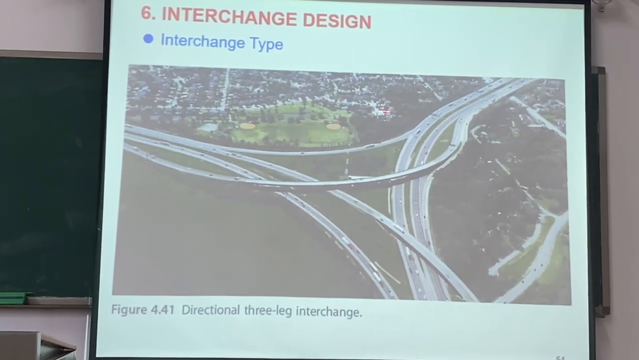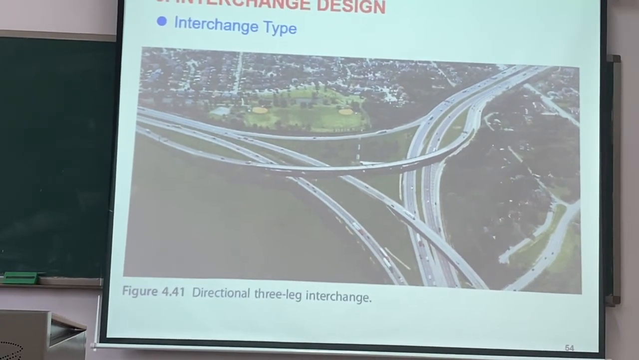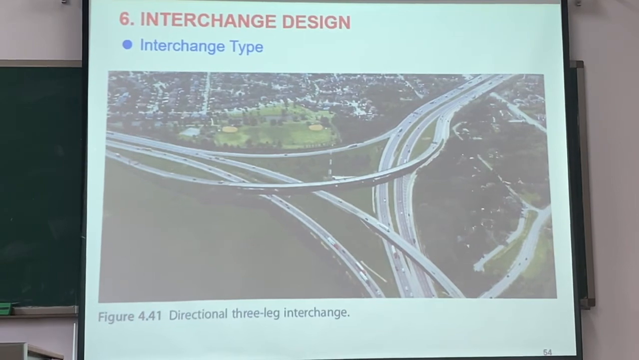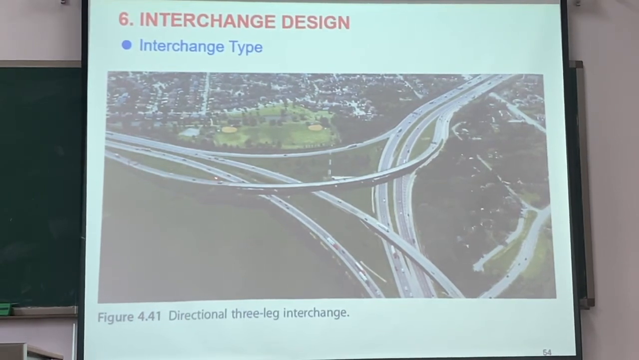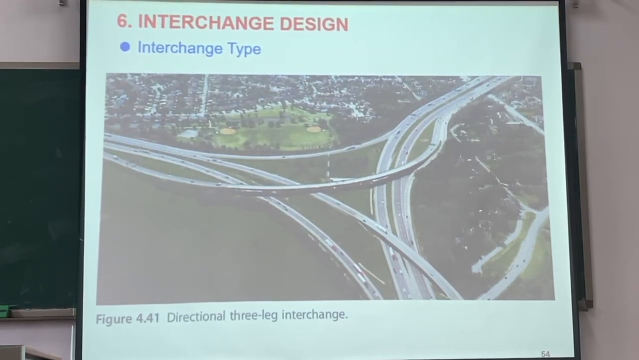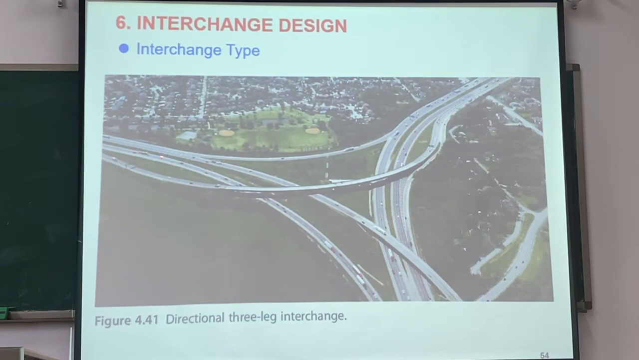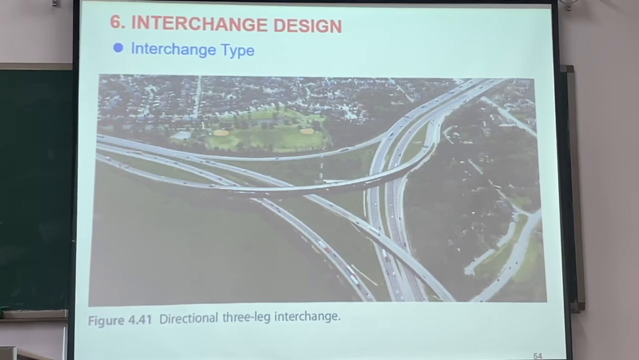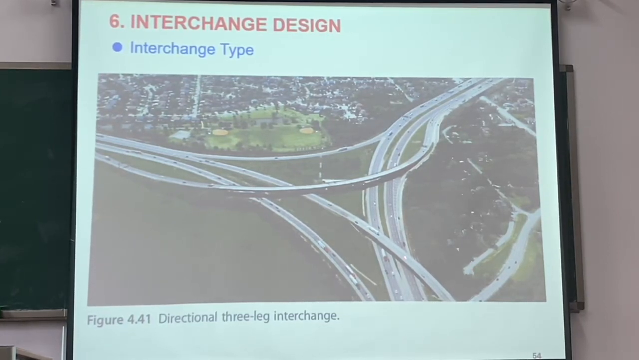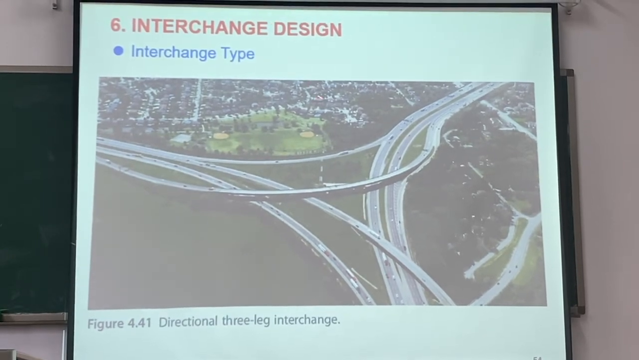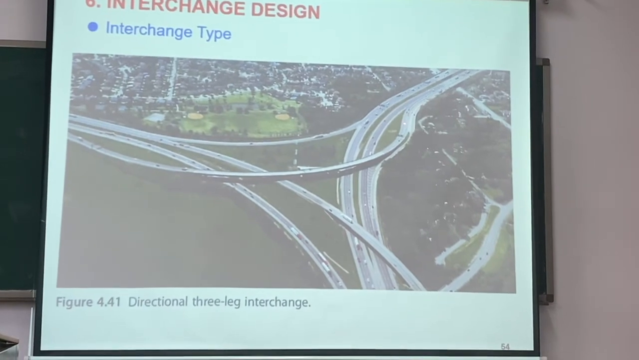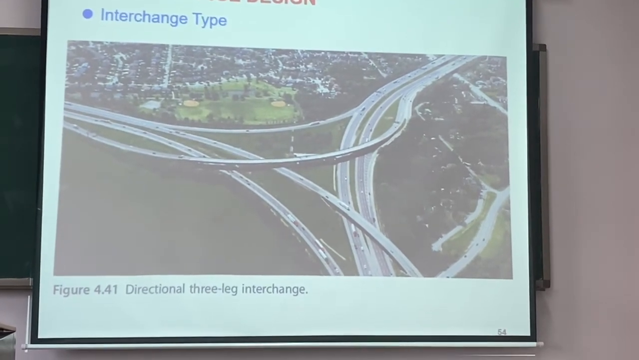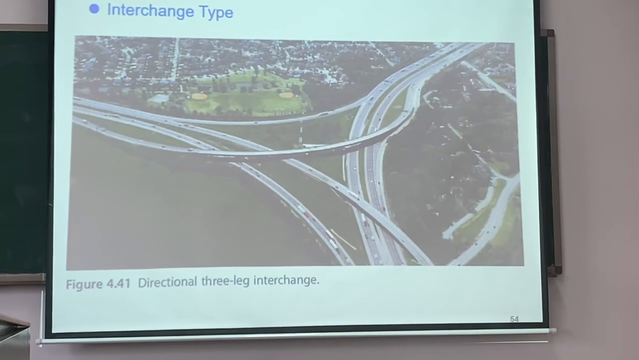So we should know how to turn right or turn left. When we go through in this direction, we use this ramp to turn left, but to turn right, use this road. But when we go through this road from there, we should use this leg to turn right, and use this to turn left. So this is a directional three leg interchange.